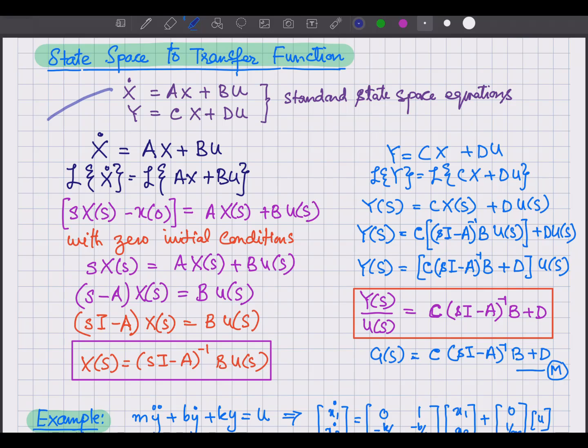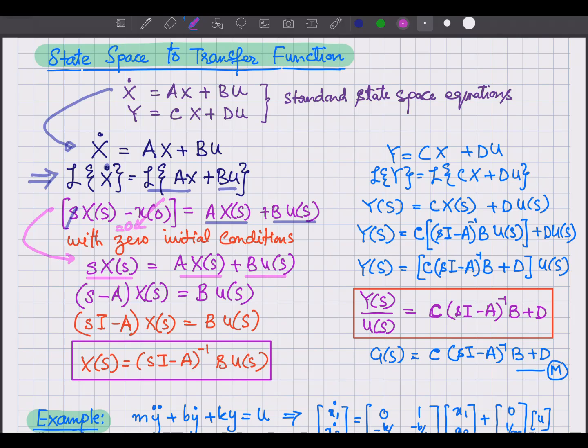So now if I consider this state equation, x dot is equal to Ax plus Bu, and if I take the Laplace transformation of this equation, so that is given by this one. So here we have the derivative. So the Laplace transformation is s into X(s) minus the initial value of the function X(0), and on this side it will be A into X(s), and from here it is B into U(s). Okay, so assuming that the initial value is 0, right? So with 0 initial condition, this equation can be written like that: s into X(s) is equal to A X(s) plus B into U(s).